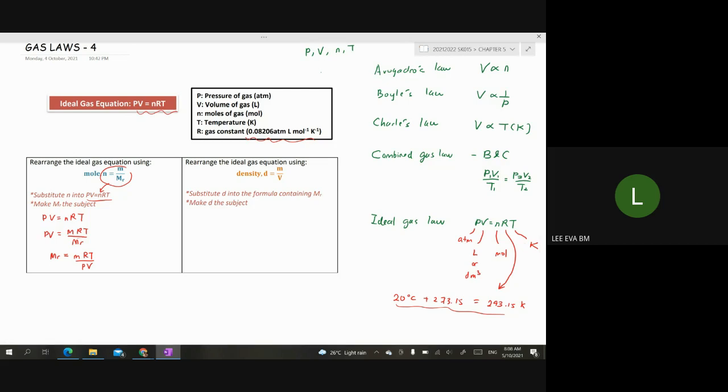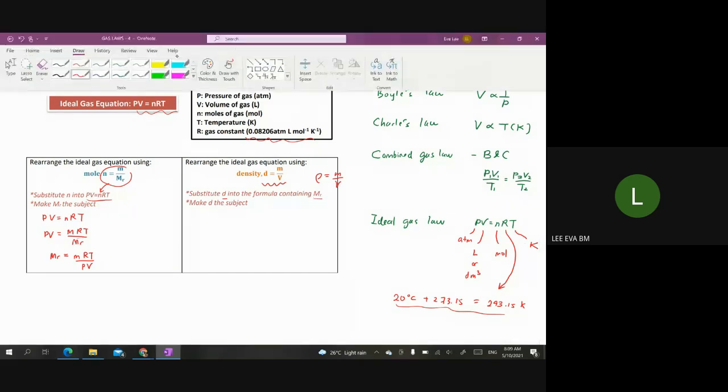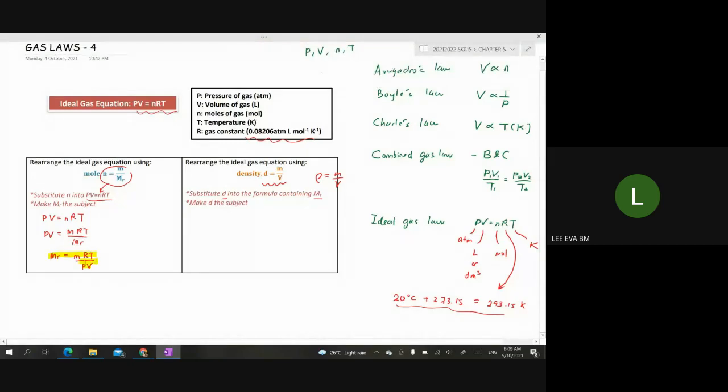All right. So the next one, rearrange the ideal gas equation using density. So the density over here, we have D equals to mass over volume. Sometimes for the density, we will use the symbol rho. Both are the same. Either you use D or you use the rho symbol to represent the density. Now substitute the density into the formula containing molar mass. So we want to use the one we just rearranged, and then substitute this D into the formula here.